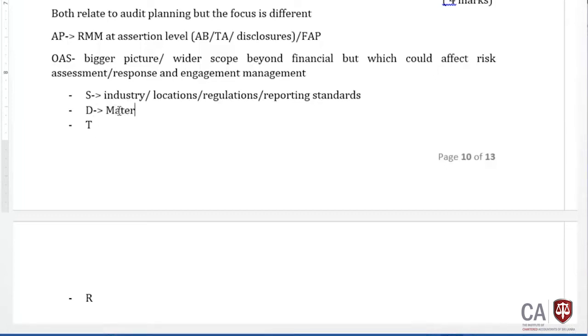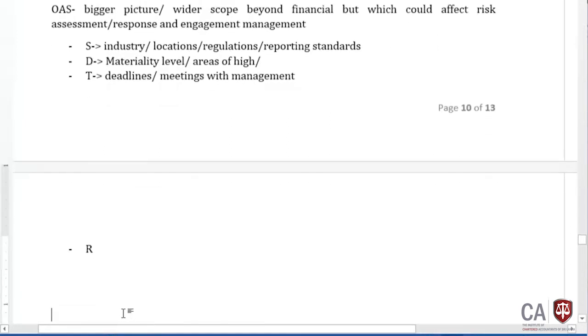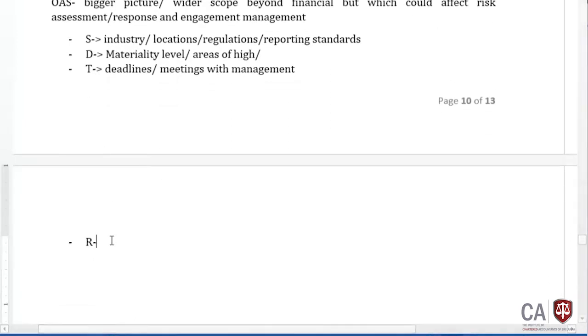First you have to determine the materiality level. For example, can we use profit as a basis for materiality? Is it based on profit or revenue? That is the materiality level decision. Then areas of high risk, you can easily identify some, for example revenue recognition, like we identified. Then timing, that is about meeting reporting deadlines. For timing, you can write deadlines and meetings with management, etc. Then resourcing, it is to ensure that you allocate the right team for the audit, etc. So, that is how you answer that part of the question.